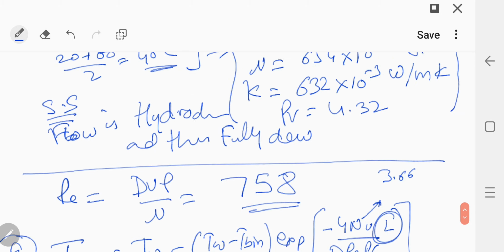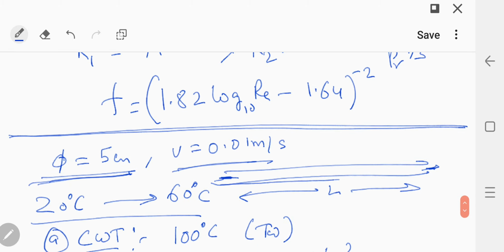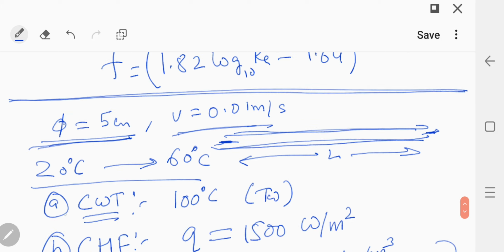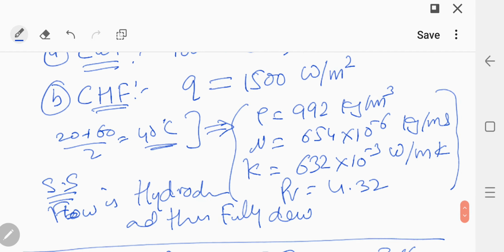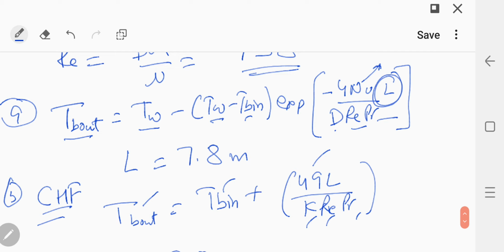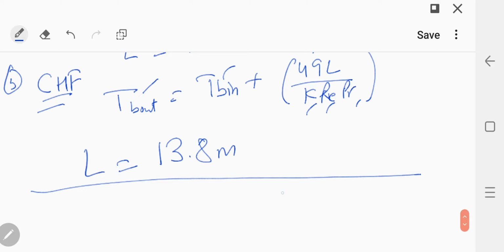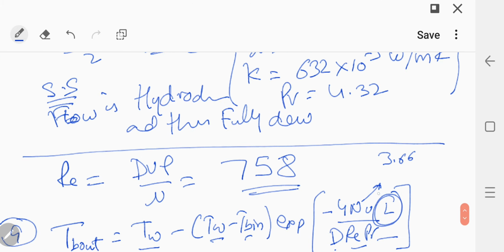You can clearly see that in order to increase the temperature of a fluid flowing at these conditions in this pipe from 20 degree to 60 degree, the length under constant wall temperature is 7.8. But if we change the boundary condition, the length increases to 13.8. So from a designing point of view, if you compare both the boundary conditions, we'll normally prefer to go for constant wall temperature conditions.